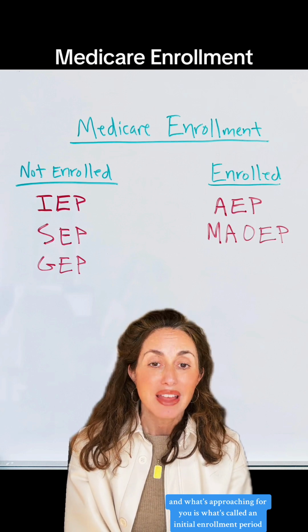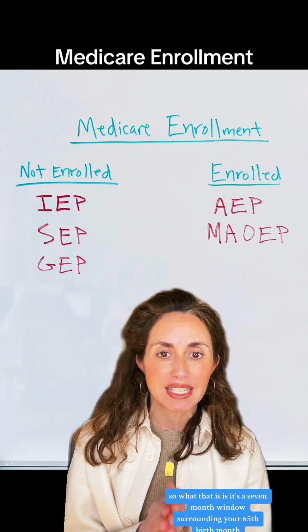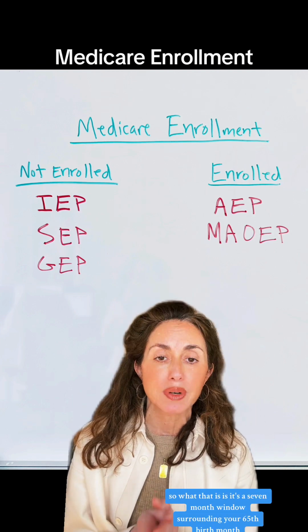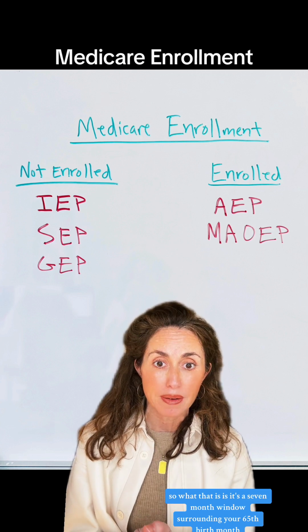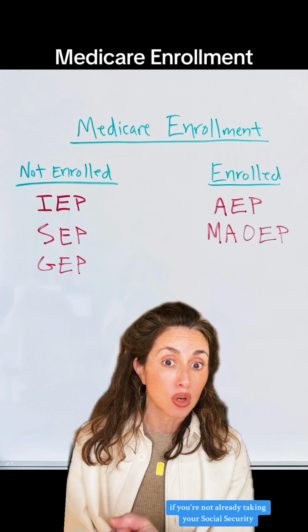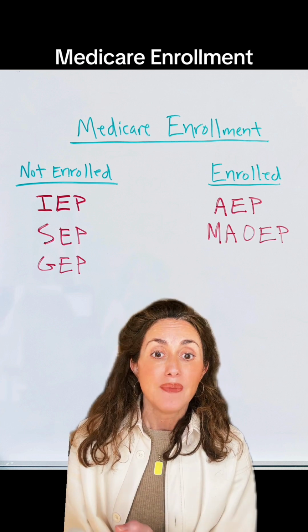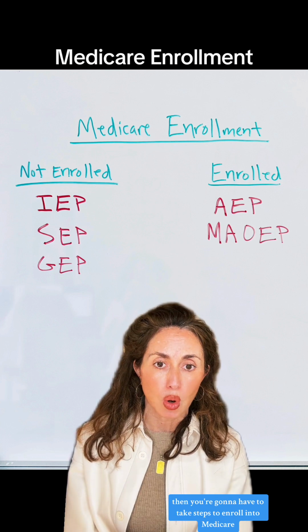enrollment period. That's your IEP. I'm going to use IEP going forward. So what that is, it's a 7-month window surrounding your 65th birth month. So what's going to happen is if you're not already taking your Social Security 6 months before your 65th birth month, then you're going to have to take steps to enroll into Medicare.